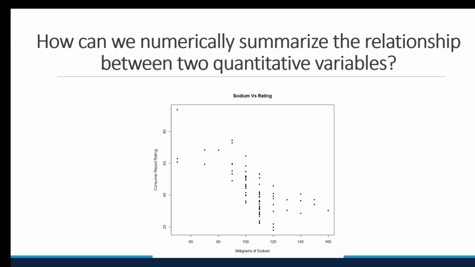Recall the cereal dataset from Module 7. The dataset contains information about 77 different types of cereal and their dietary information. We're going to look at the variables sodium and rating. We want to see if the amount of sodium can explain the consumer rating of cereal. The scatter plot is given here.